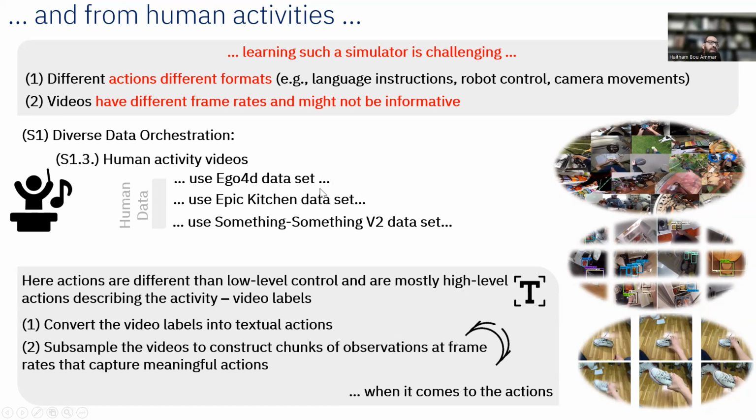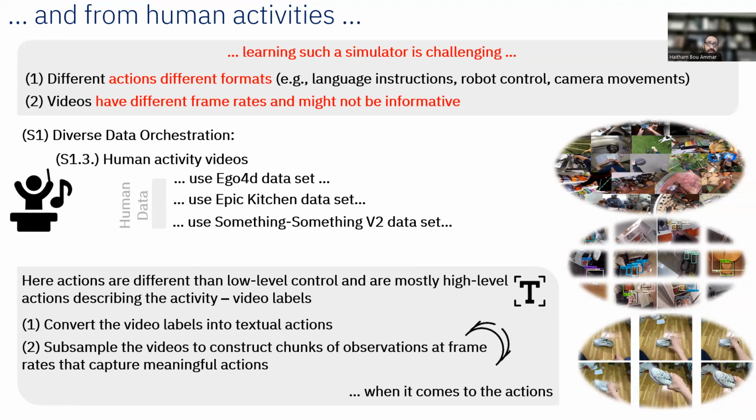And these are very big data sets. So these are human data gathered from egocentric videos in Ego4D, or in Epic Kitchen, it's a kind of kitchen data set where the human is executing things inside the kitchen. And something to something is also a human activity type of data set where the human is doing something cool in the environment.